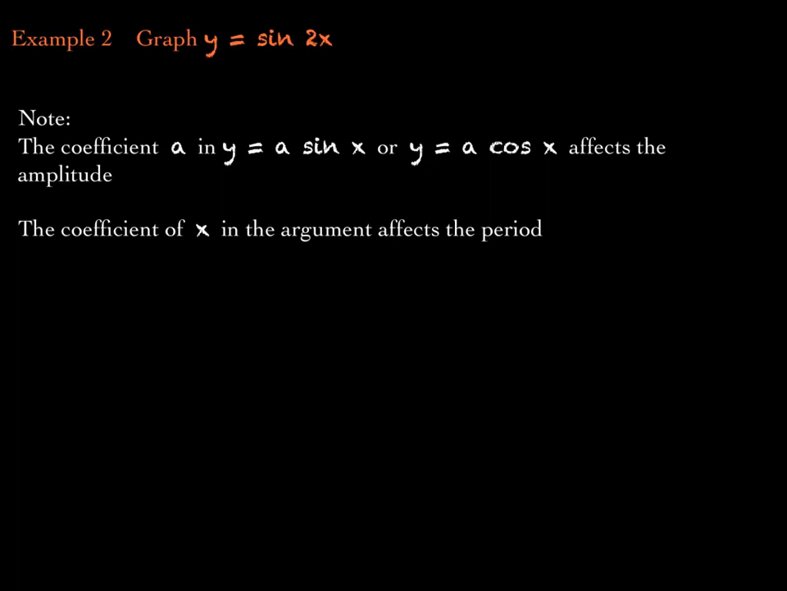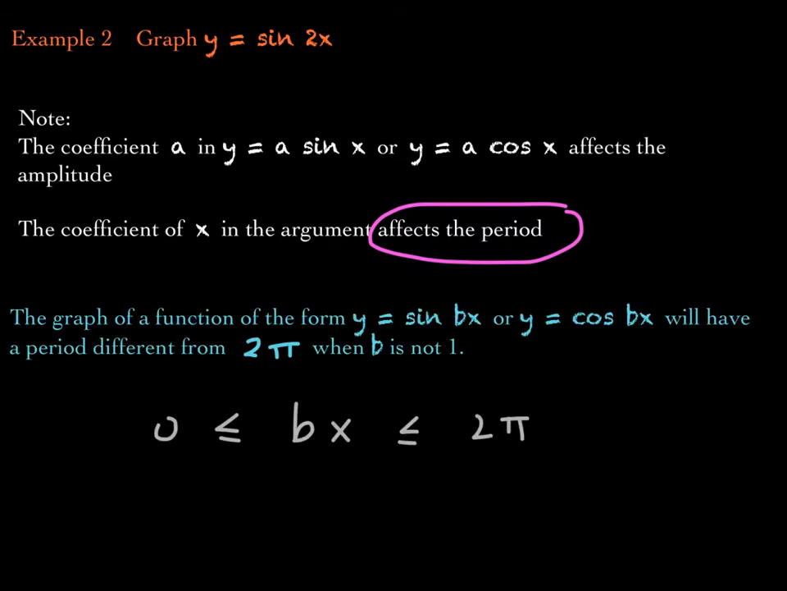So I want you to write down this note. The coefficient a in this equation, y equals a times sine of x, or in this equation, y equals a times cosine of x, affects the amplitude. We just said that, right? A here represents the amplitude, but the coefficient of the variable x in the argument affects the period. Please note in your notes that the coefficient 2 of x represents a change to the period. Let me see if I can prove that for you.